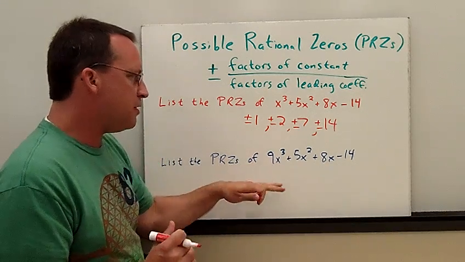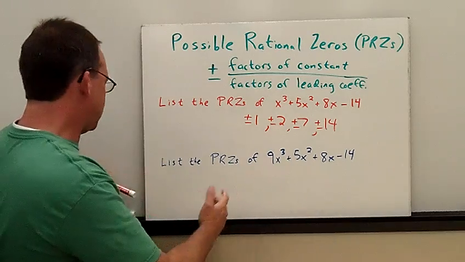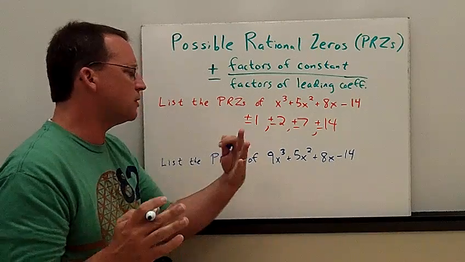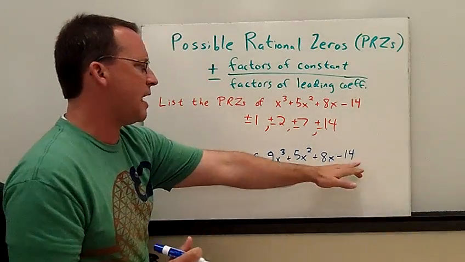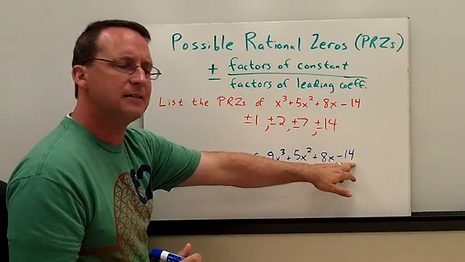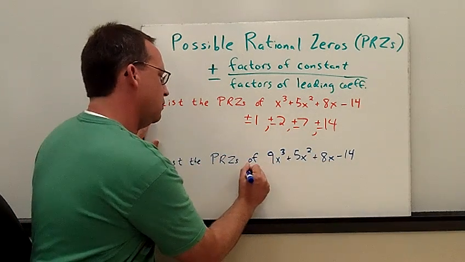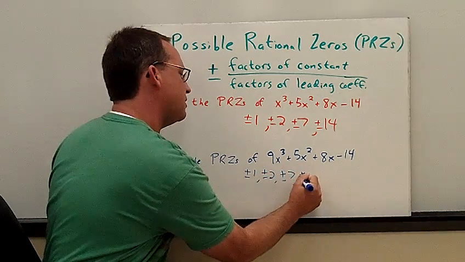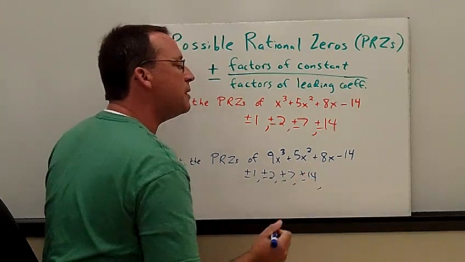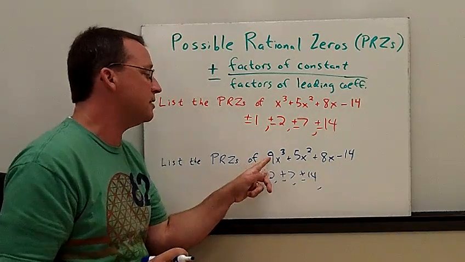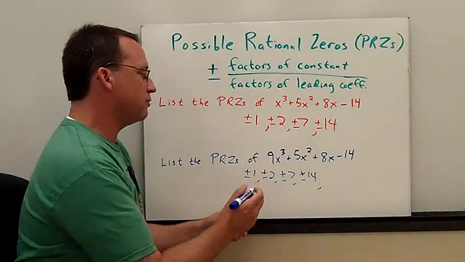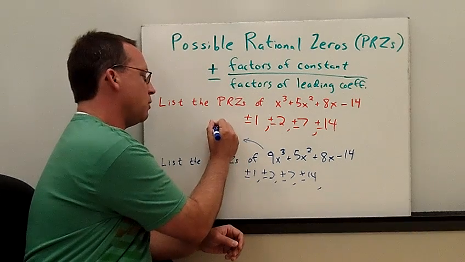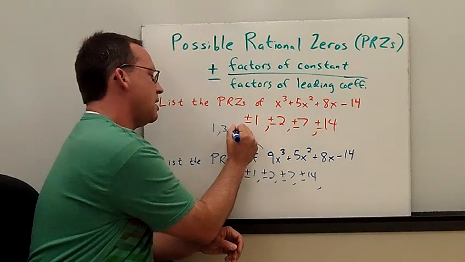Right? Different example, slightly different. Notice it's the same expression, only here instead of x cubed, we've got 9x cubed. So to list my PRZs, I'm still listing out all the factors of my constant at the end. So these factors will still be there, plus or minus 1, plus or minus 2, plus or minus 7, plus or minus 14. But there will be more possibilities in this case because of that 9 out front. Your factors of 9, if you want to just write them off to the side here, your factors of 9 are 1 and 3 and 9.